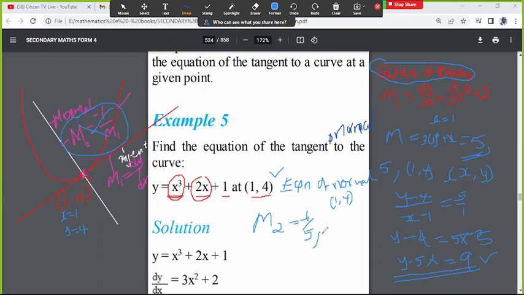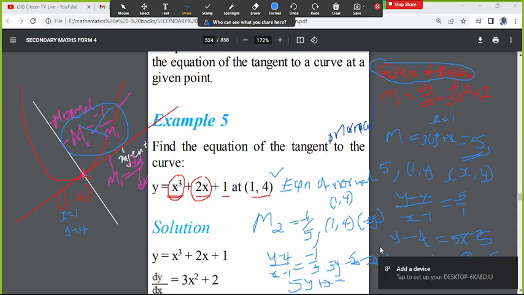So in this case, we have this gradient and the line is passing through (1, 4) and another arbitrary point (x, y). So we say change in y over change in x: (y minus 4) over (x minus 1) is equal to negative 1 over 5. Cross multiply: 5y minus 20 is equal to negative x plus 1. So this is 5y plus x, and 20 goes to the other side.